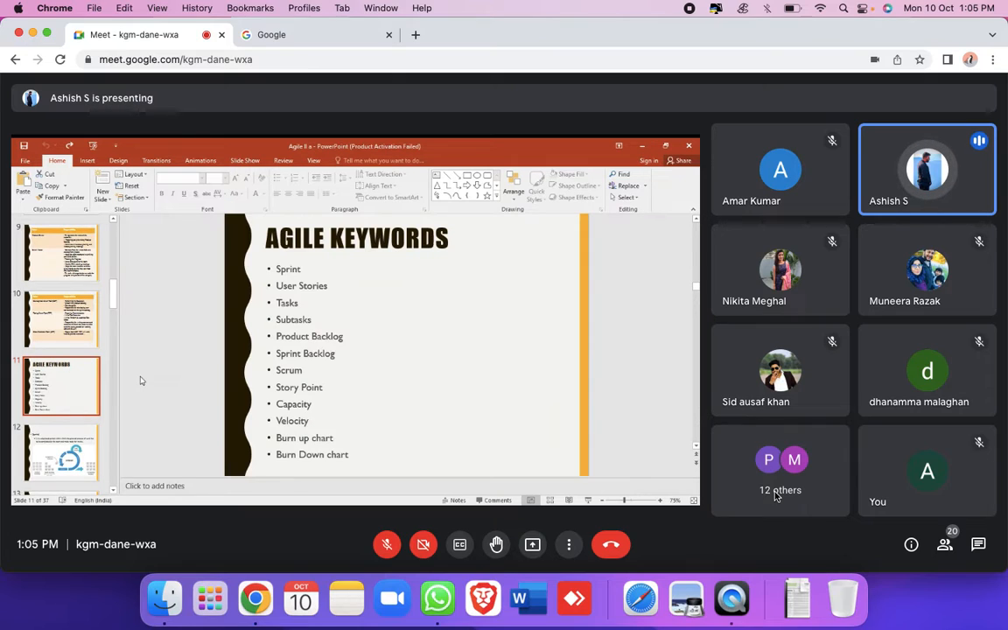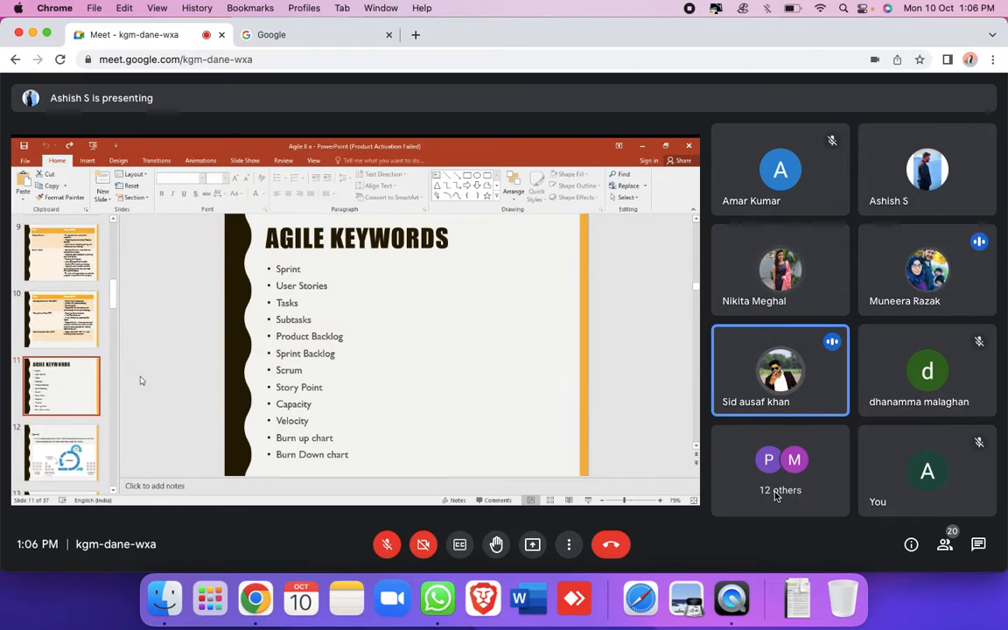The most used words in Agile are sprint, user stories, tasks, subtasks, product backlog, sprint backlog, scrum, story points, capacity, velocity, burn up chart, and burn down chart. I think everyone would have come across these points, right? Any new keywords over here which we are not aware of?